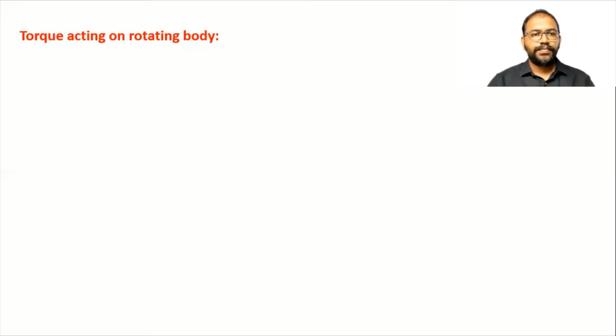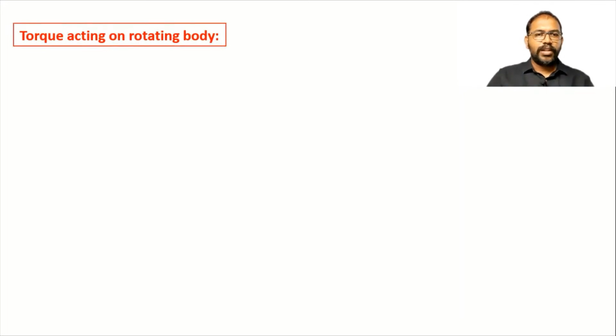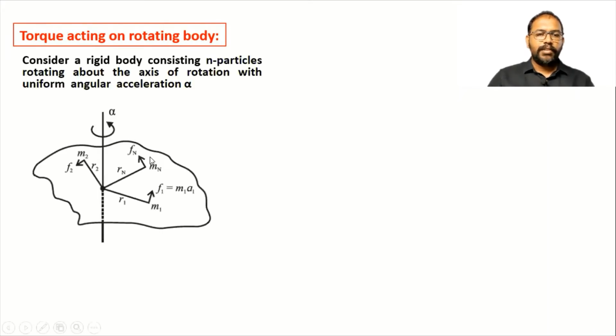Now we start a new article: torque acting on a rotating body. This article is similar to the previous articles, kinetic energy of a rotating body and angular momentum. We consider a rigid body made from n number of particles rotating about an axis with angular acceleration alpha. So this is a body made from n number of particles.